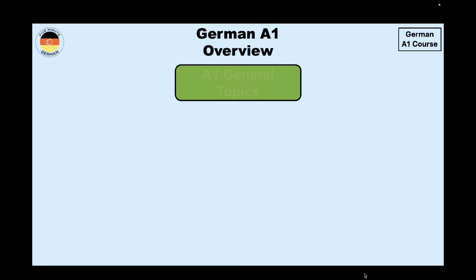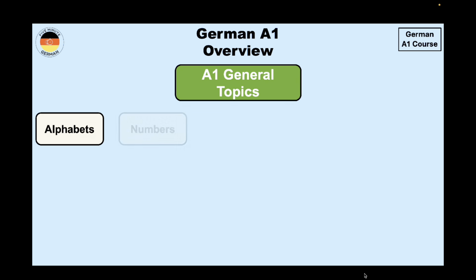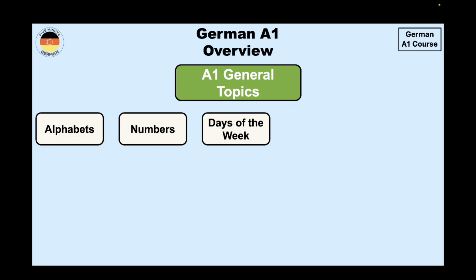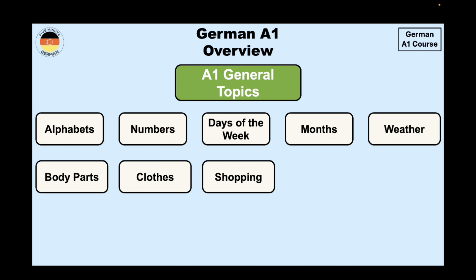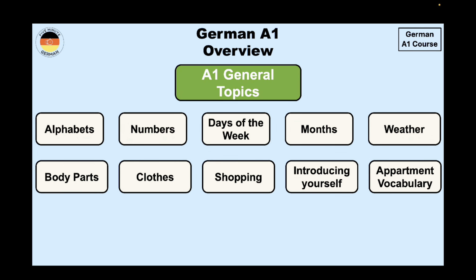Now let's take a look at what are the topics that you will learn in the German A1 level. I will first go over the general topics and then we will go into the grammatical topics. So in A1, you will learn the German alphabets. You will also learn the numbers in German. You will learn the days of the week in German language as well as the months. You will learn how to talk about weather, also the body parts, about clothes, and when you go shopping. You will be able to introduce yourself. You will learn basic vocabulary related to an apartment or wherever you live.